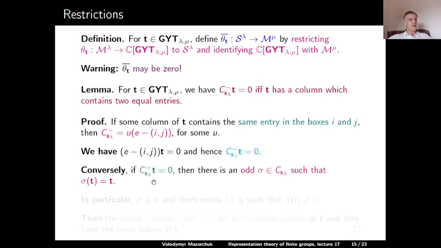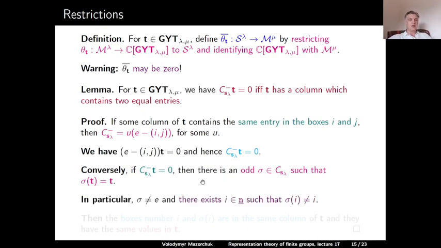Conversely, if our antisymmetrizer kills T, then there must exist an odd element sigma in the column stabilizer of S lambda, such that sigma applied to T gives us T. This is because this antisymmetrizer contains the identity as a summand, which applied to T gives T. Since the outcome is zero, this T should cancel with something, and that something must have the sign minus for cancellation. And the sign minus can only be assigned to an odd element. So this justifies this claim.